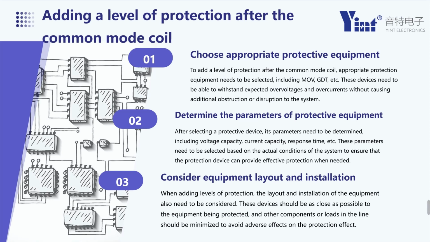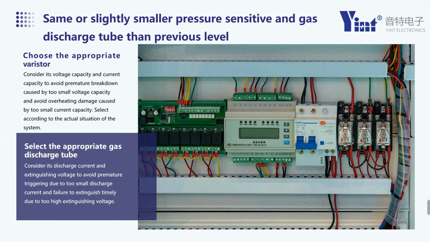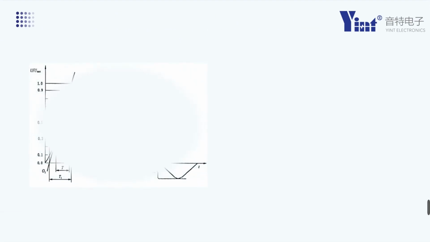For the MOV, consider its voltage capacity and current capacity to avoid premature breakdown caused by too small voltage capacity and avoid overheating damage caused by too small current capacity. Select according to the actual situation of the system. For the GDT, consider its discharge current and extinguishing voltage to avoid premature triggering due to too small discharge current and failure to extinguish in time due to too high extinguishing voltage.